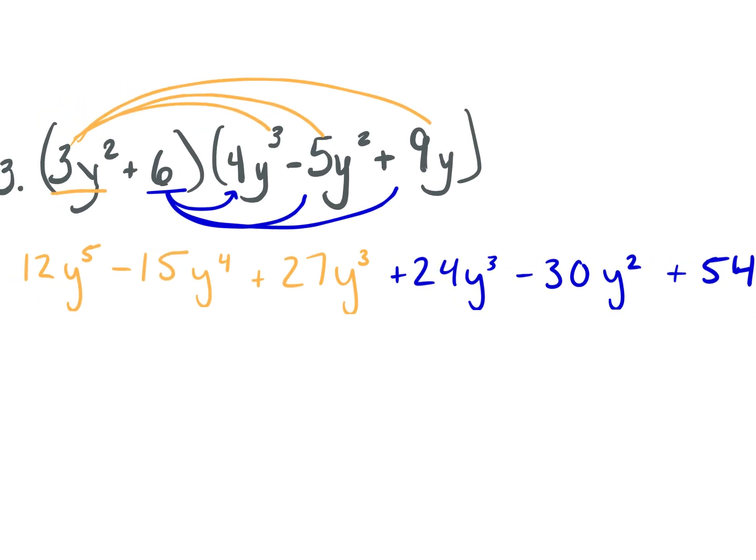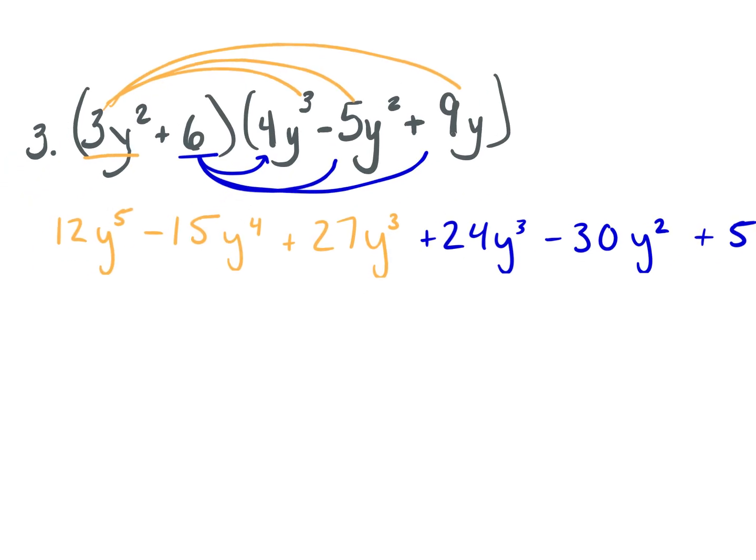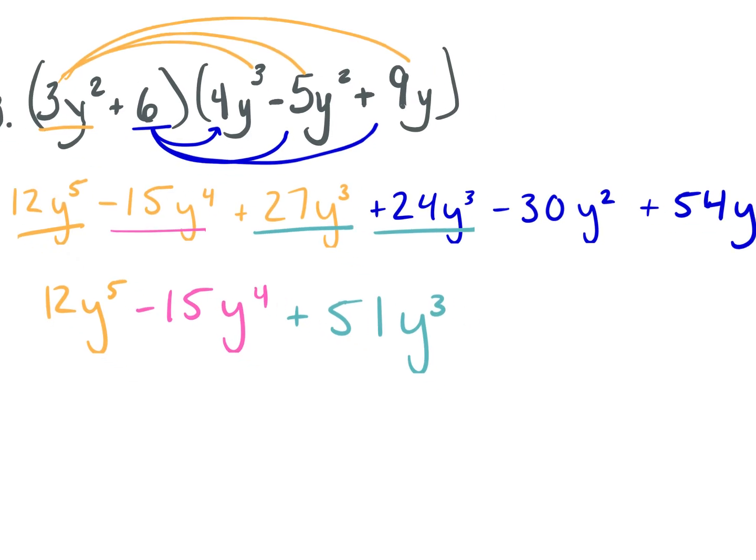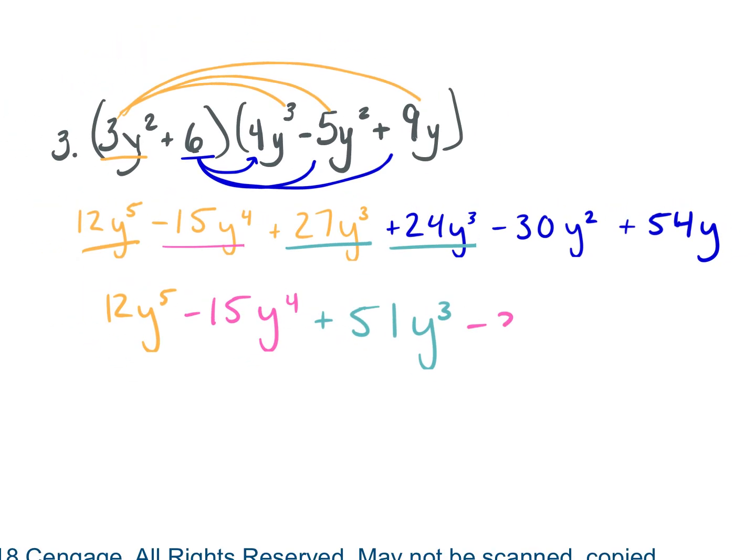What do we do next? Combine like terms. We've got to make sure it's in standard form and combine like terms. So starting with my highest degree, I've got 12y to the fifth power. Do we have anything to combine with that? No. Then we have the fourth power. Do we have anything to combine with that? Nope. So negative 15y to the fourth power. What about y to the third power? Yeah. So what's 27y to the third power plus 24y to the third power? So plus 51y to the third power. Any other like terms? Nope. So we can just write it in standard form. So minus 30y squared plus 54y.